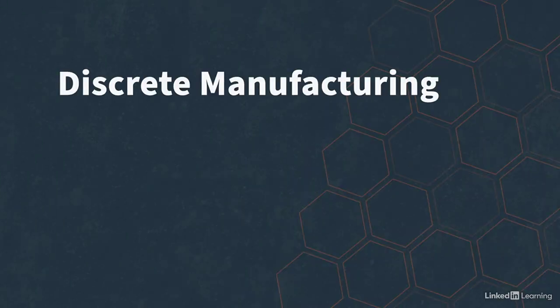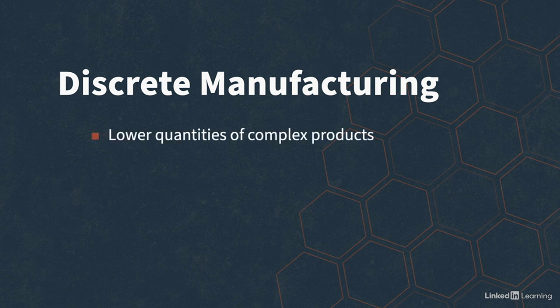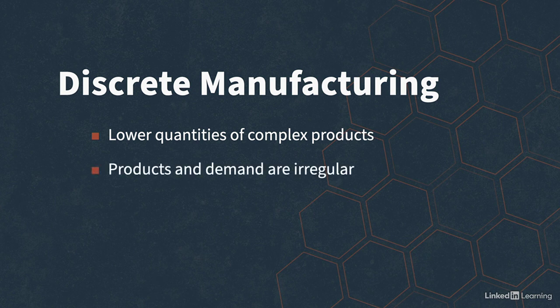Next, let's look deeper at the discrete manufacturing production type in SAP. Discrete manufacturing, like its name implies, is where the goods that are being produced are separate and distinct. In discrete manufacturing, the products are more complex and they can change frequently. Because of this, fewer products are manufactured at a time. Like what is being built, demand for these products also tends to be less regular.